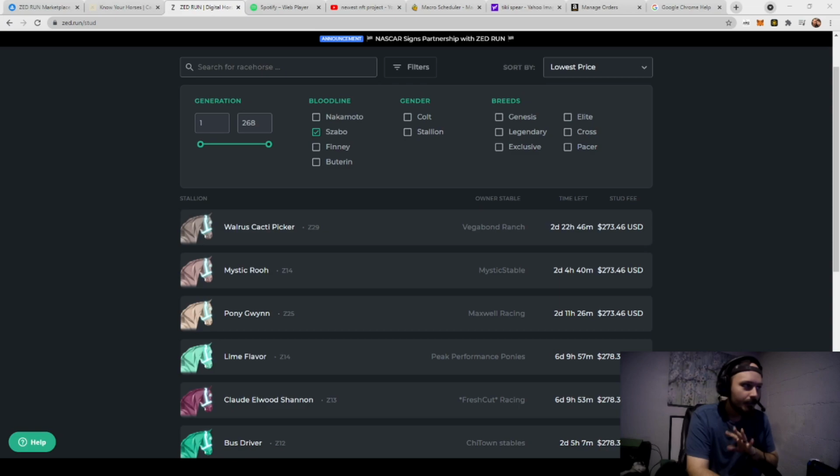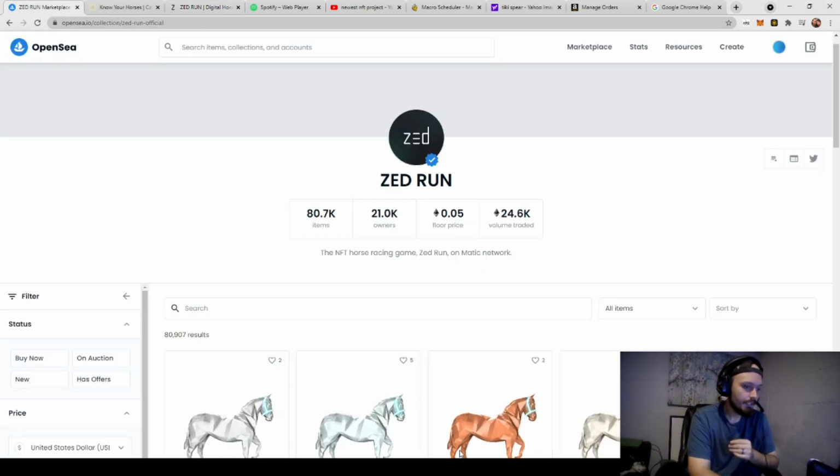Alright, so way number 4 to make money on Zed Run, and this is currently my favorite. I've been doing this a lot. What we're actually going to do is go over to the Zed Run marketplace on OpenSea that you see right here. Now you can see that there's been 24.6 thousand Ethereum. That's not 24,000 USD, that is 24,000 Ethereum. Ethereum currently at $3,200 each. You can do the math on that. That is an exponential amount of money that people are spending on these horses.